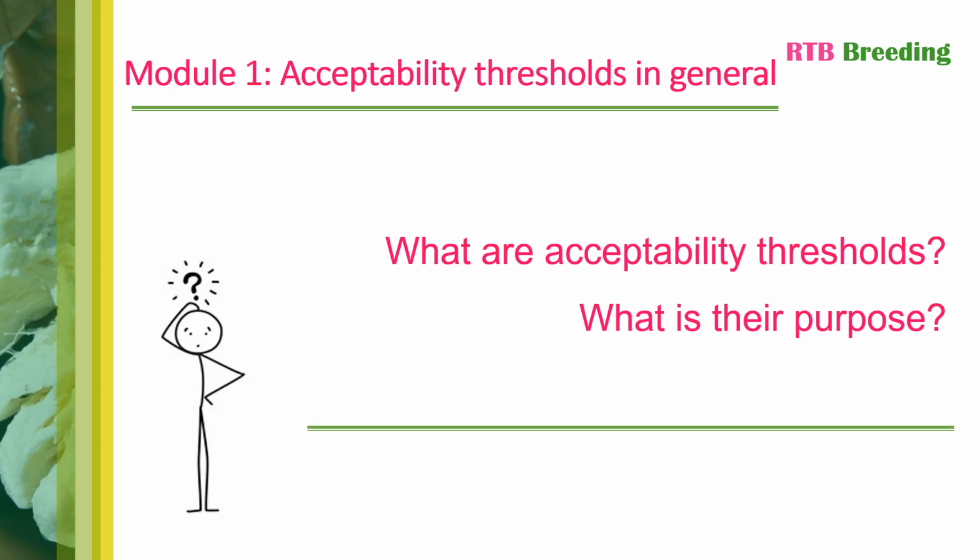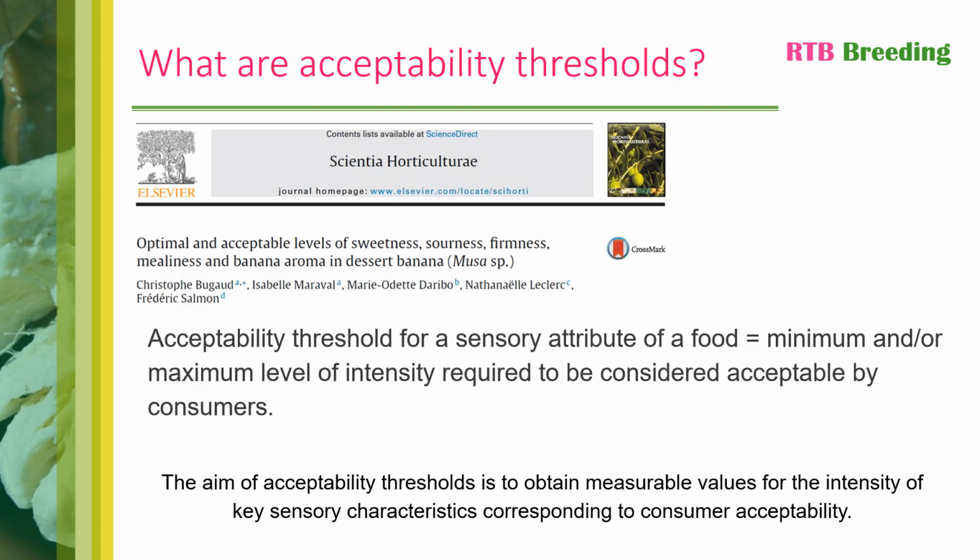We will start this first module with a reminder of what acceptability thresholds are and the purpose of calculating them. The acceptability thresholds we are going to talk about today are defined and calculated according to the publication of BUGAUD et al. published in 2016. According to this publication, we can define the acceptability thresholds of a sensory attribute of a food as the minimum and/or maximum level of intensity of an attribute considered acceptable by consumers.